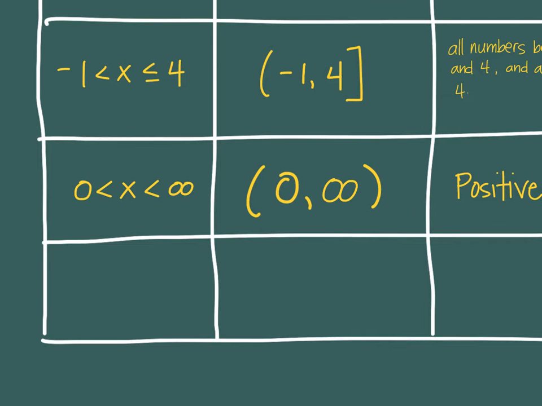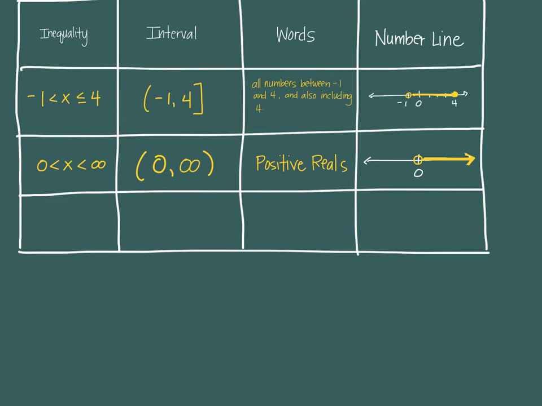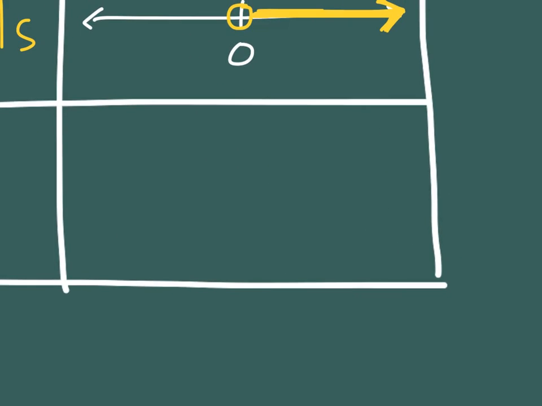All right, any questions on that one? Okay, so positive does not include 0, neither does negative. They would have to specifically say including 0. All right, the last one, we're going to start with our number line and work backwards.